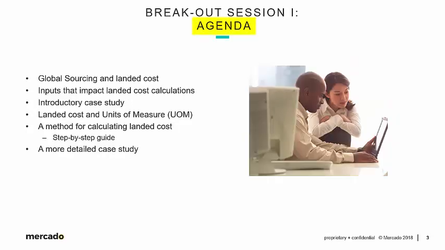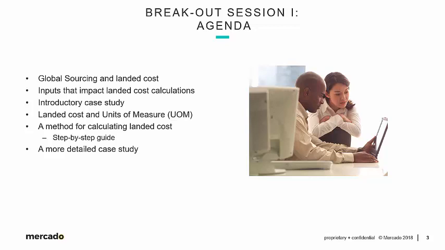Our agenda is quite consistent with the objectives. That tie-in between global sourcing and landed cost is our first topic that we will discuss. Second, identification of the inputs that impact landed cost calculations. As we said a second ago, unit cost of the product itself, transportation, customs duties, etc. We have an introductory case study that's not overly complex so as to lose anyone, but with enough meat on the bone that we really start to demonstrate these techniques that we're talking about.